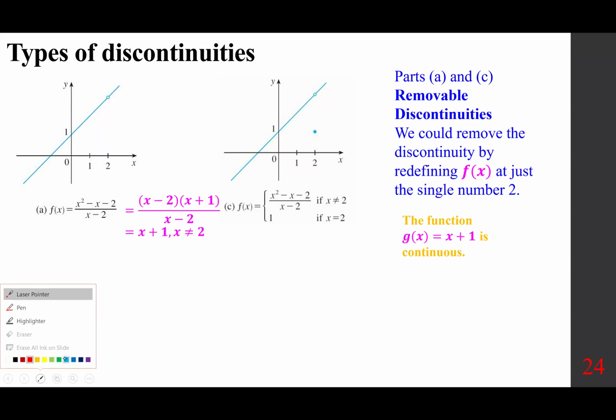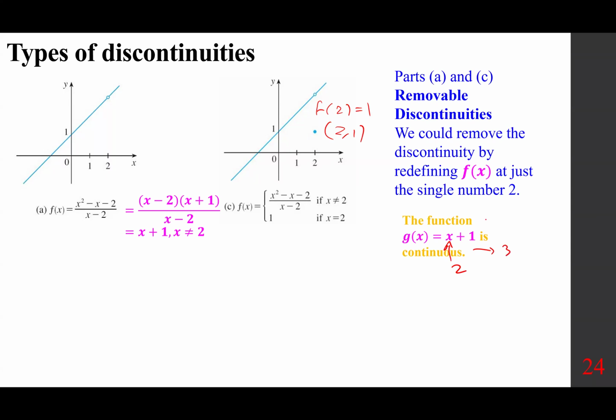According to this, it's defined f of 2 equals 1, but you will have to redefine it to cover the point. If you plug in the 2 here, you get 3, which gives you the coordinates of the hole, 2, comma 3. And so if you change this to 3, you fix the problem. That's why it's called removable. Okay, so if you change the 1 to number 3, you cover the hole. That's how you redefine it. So you can fix it.